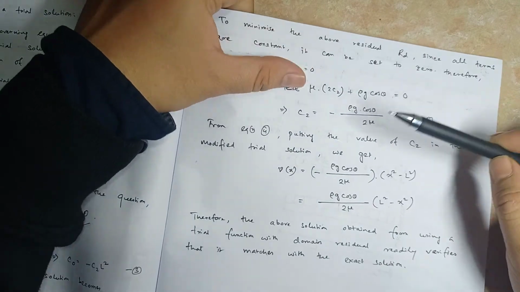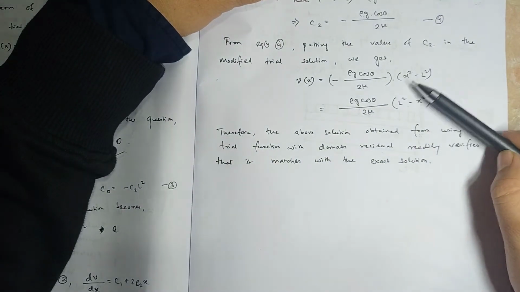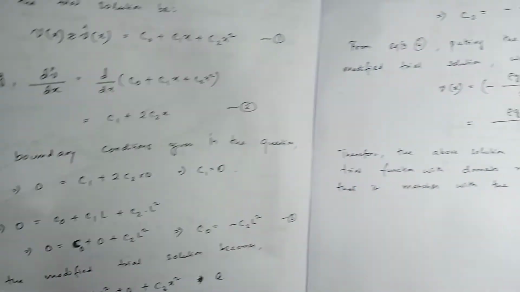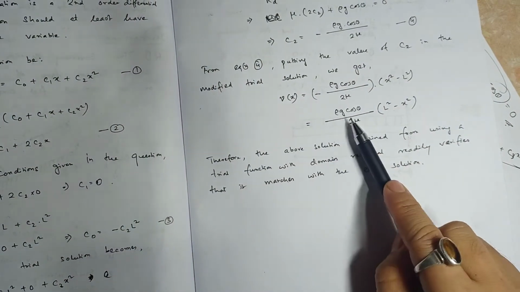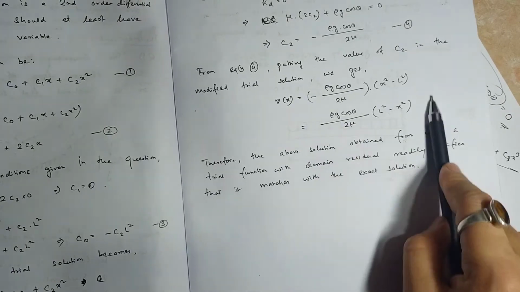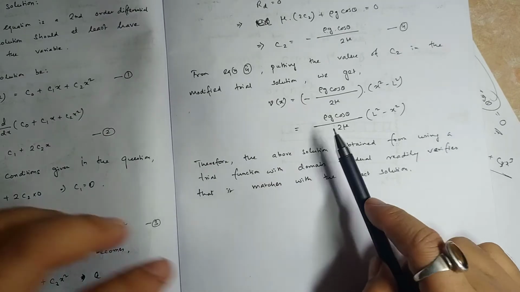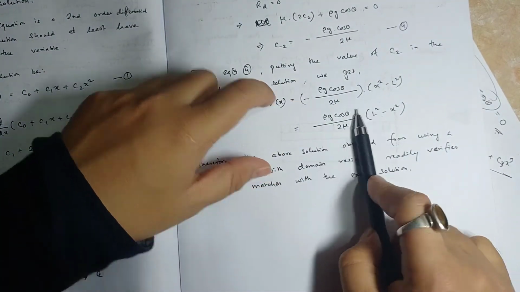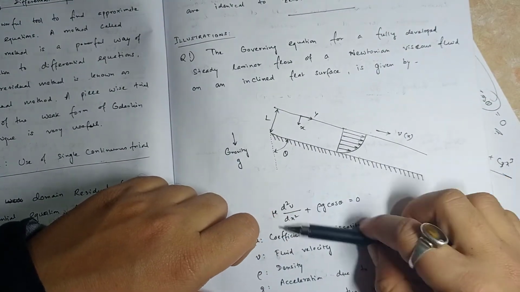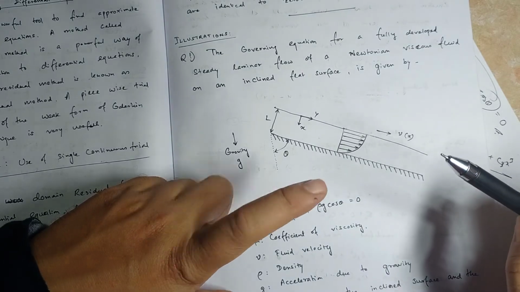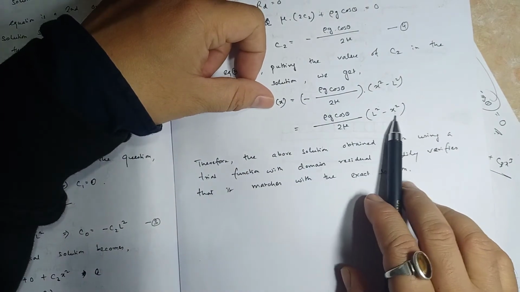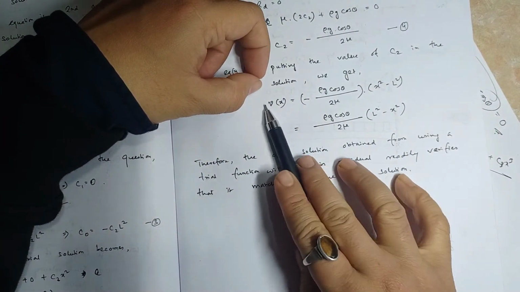So put this in the expression, vx is equal to c2 into x square minus L square. Here we had the expression, and the only unknown was c2. Now we put this in and we get vx is equal to rho g cos theta divided by 2 mu into L square minus x square. This is the final expression. If you plug this into your equation here, you will get the entire equation as 0. So this is your solution of the problem, and at any x you get the velocity now.